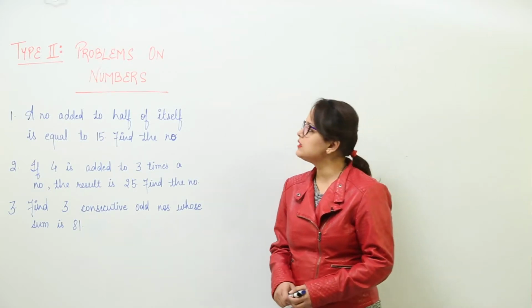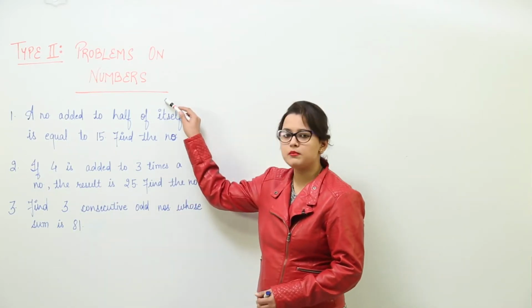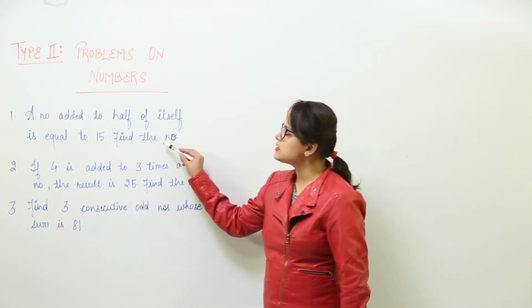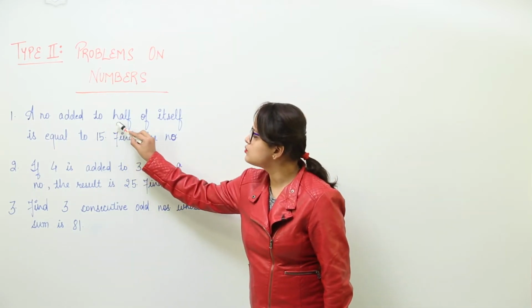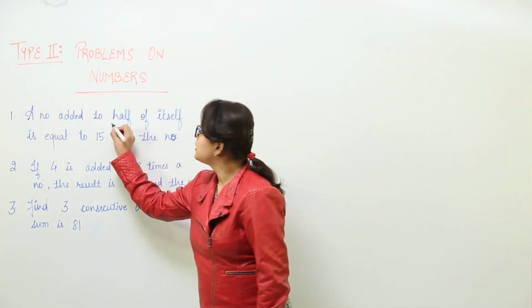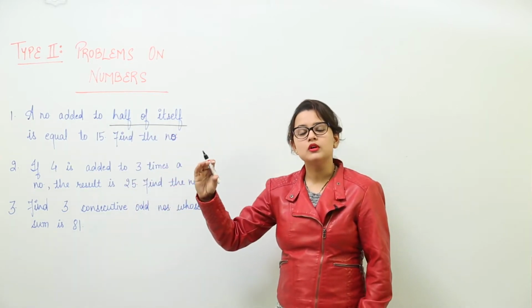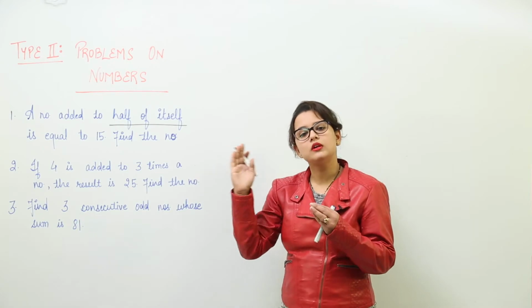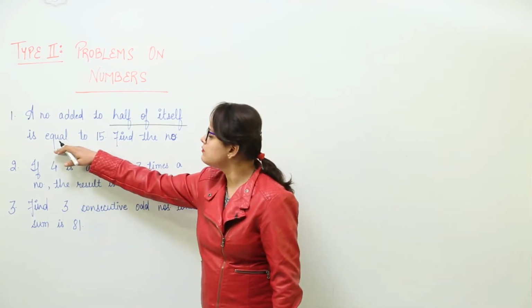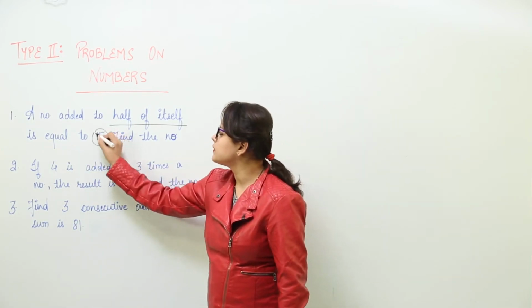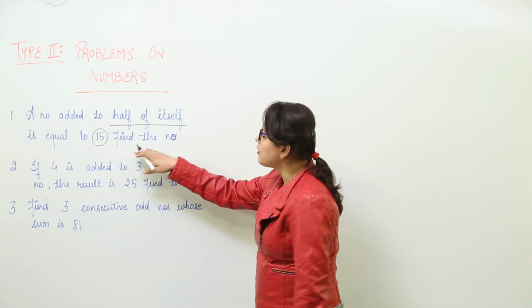Type 1 questions include the problems on numbers. So let us start. The first one is a number added to half of itself. That means there is a number, we are going to add that number to the half of that particular number only, and the sum will be equal to 15. Now you have to find that number.